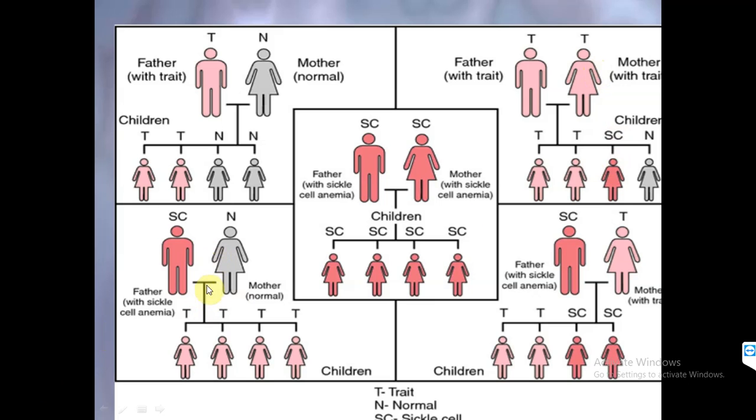Now what happens when father is having sickle cell and the mother is normal? All the 4 will have traits. The children, all the 4 will have traits. No one will be normal, no one will have disease.